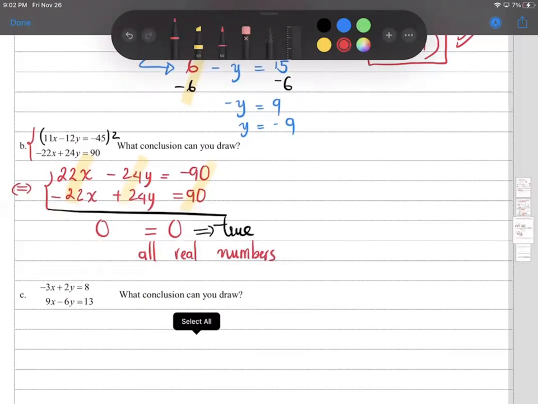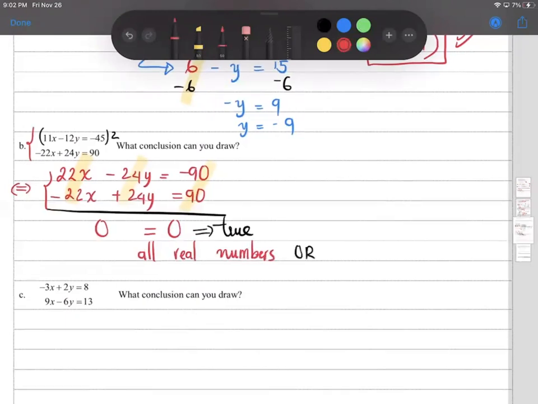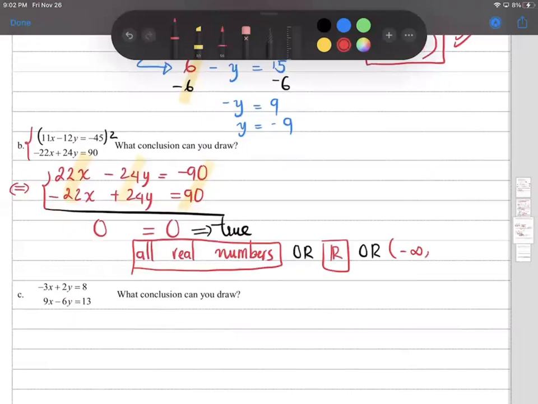Or you can answer, or somebody could have put a script R. I'll accept that answer. Maybe I'll box my answer. Or somebody can write it as interval notation, negative infinity to positive infinity. Right, I'll accept all 3. Box in red. I'll accept one of those 3. Unless it's specified otherwise, I'll accept one of those 3. Don't give me all 3, just one.